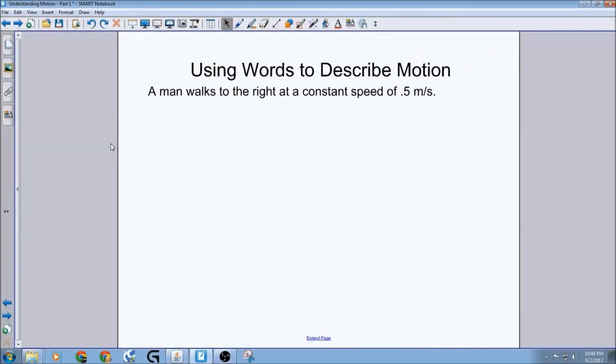And in our first example, we're just going to use words to describe the motion. A man walks to the right at a constant speed of 5 meters per second. Well, we can also use what's called a motion map. A motion map generally shows direction and how fast something is moving.